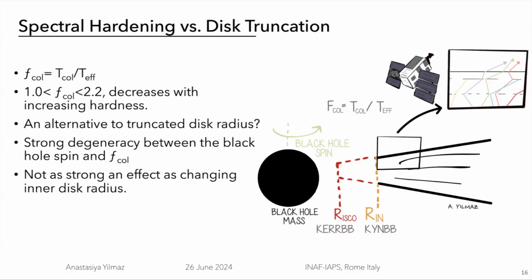Unfortunately, the recovery in these temperatures that I showed you with KYNBB was not really present in the case of letting the color correction factor change within the analysis. And we were not really able to see much of an improvement, probably because of the strong degeneracies between the black hole spin and the color correction factor, both of which will affect your accretion disk temperature in a very similar sense.